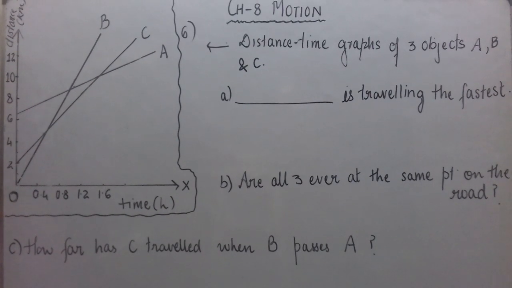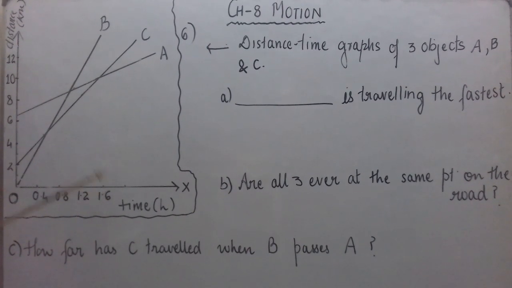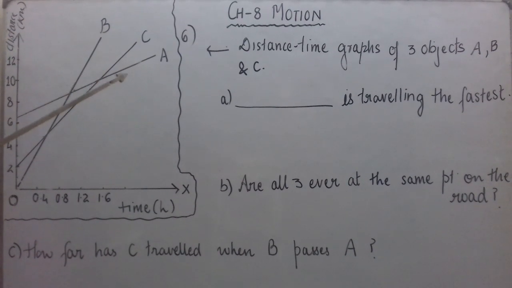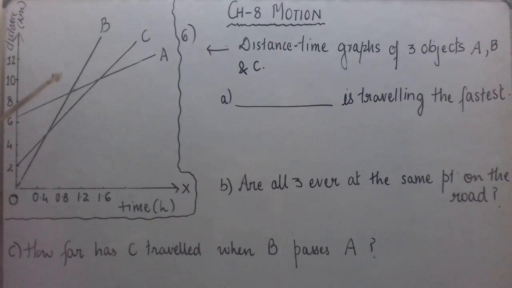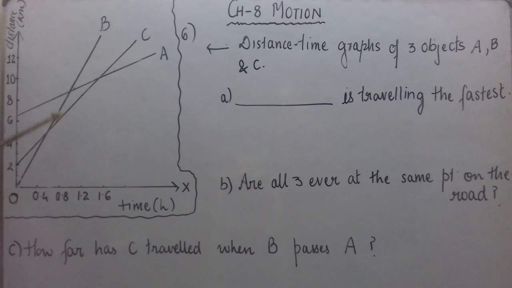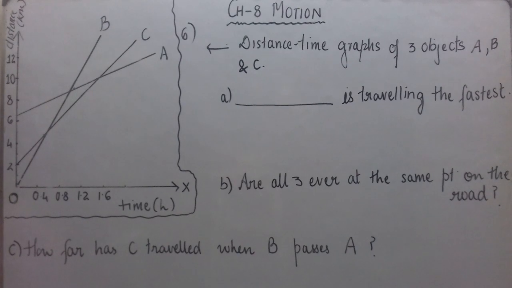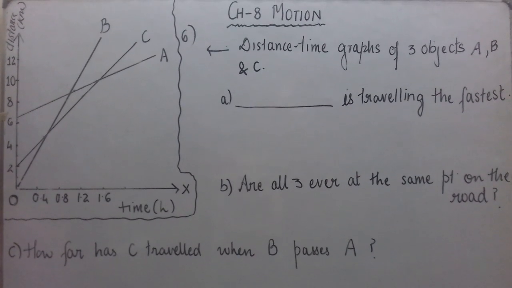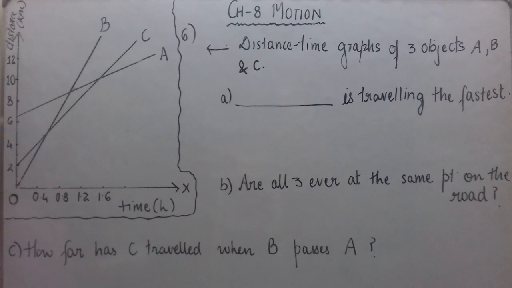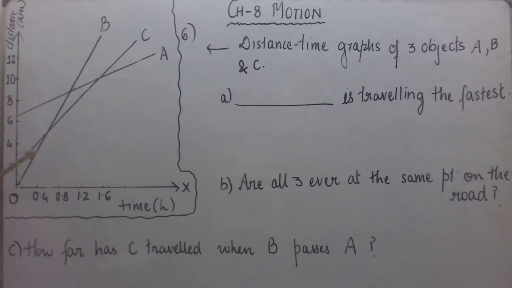So first let us have a look at this graph. This is the distance time graph of 3 objects A, B and C. This graph is for A, this graph is for B and this graph is for C. There are 3 objects in motion, and the distance time graphs of the 3 objects are represented on the same graph paper. So first let us study the graph, and then we'll read the questions and answer them.